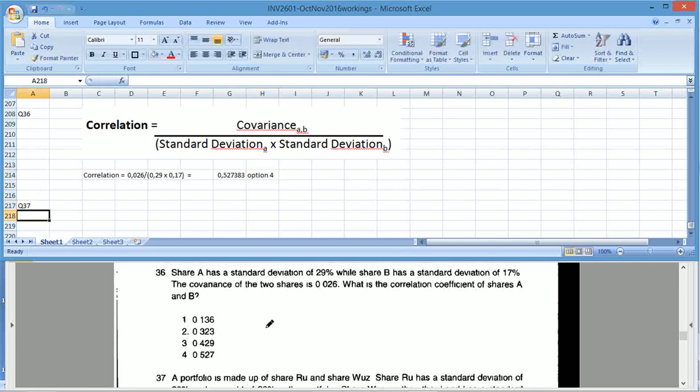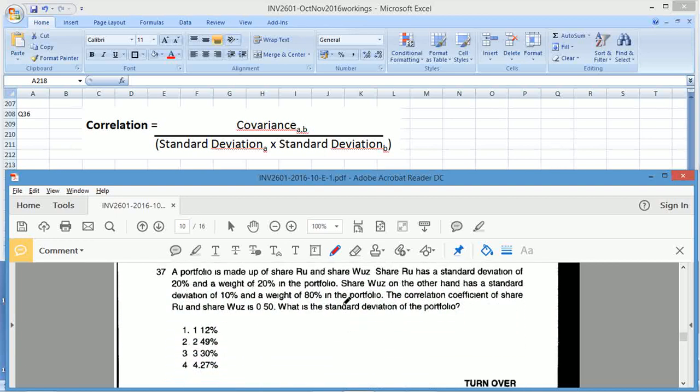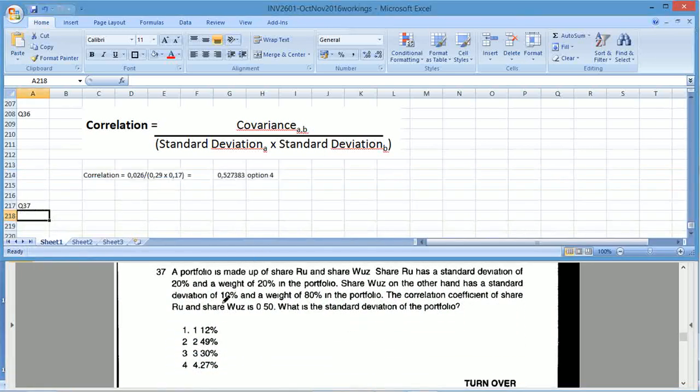Question 37. Okay, so portfolio is made up of share R and share W. Share R has a standard deviation of that and a weight of that. Share W, on the other hand, has a standard deviation of that and a weight of that. The correlation coefficient of share R and share W is 0.5. What is the standard deviation of the portfolio?